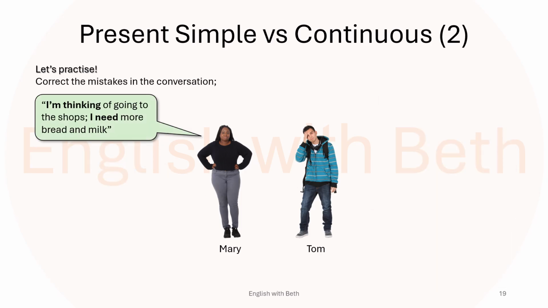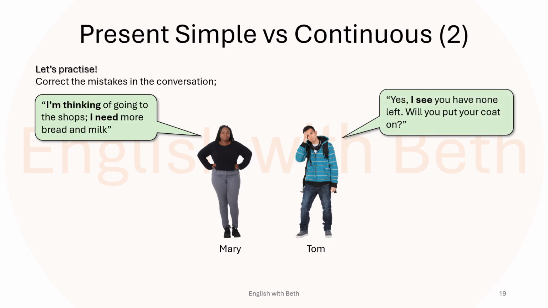Good job. Now let's look at those answers. Mary says, I'm thinking of going to the shops. I need more bread and milk. So I'm thinking is present continuous because it's an action she is considering. I need is present simple because need is a verb rarely used in present continuous.